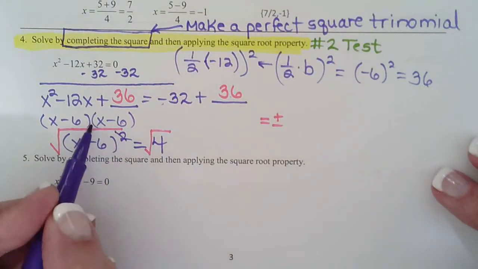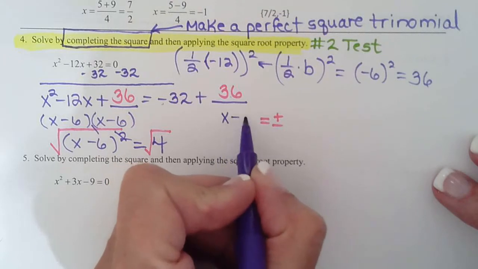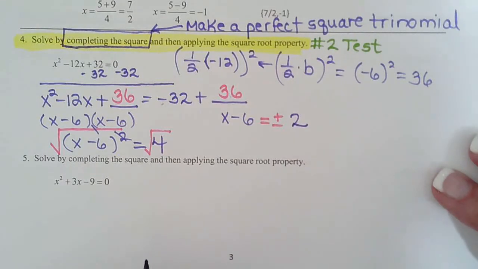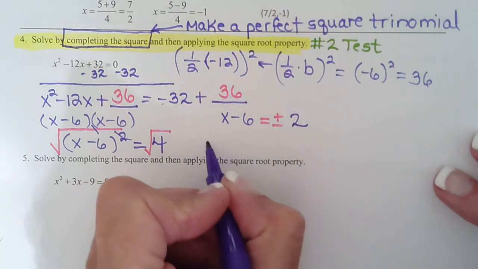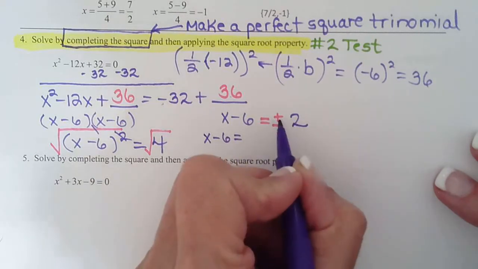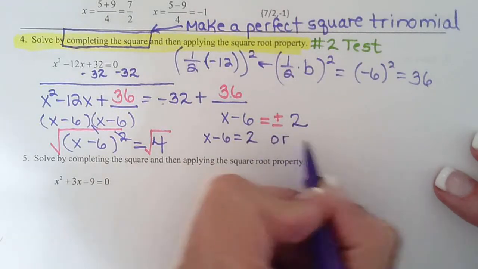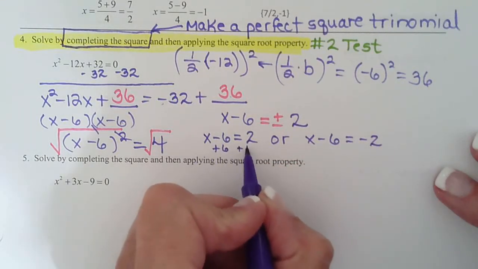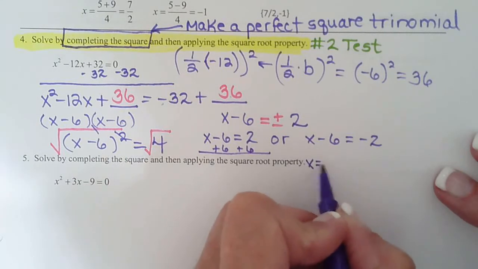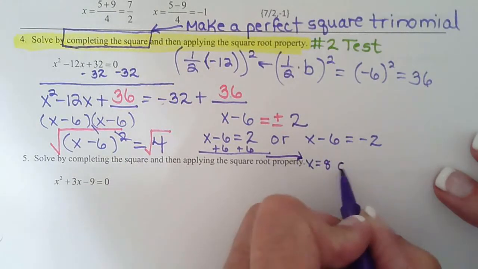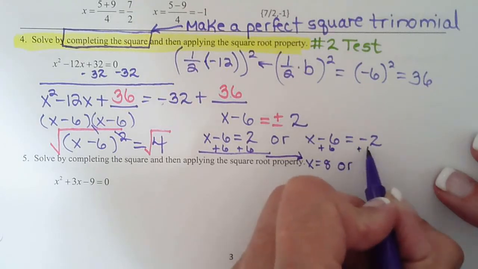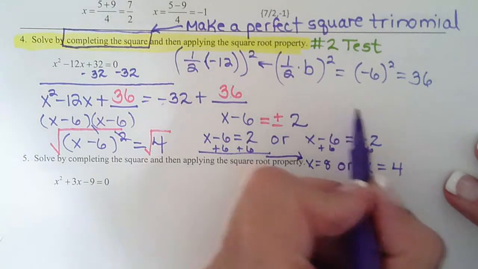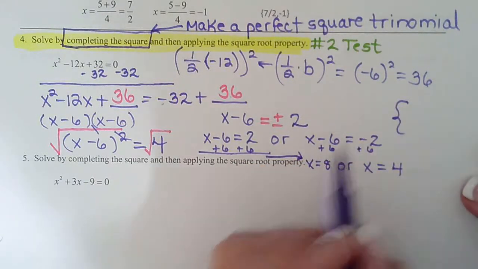So these undo each other. 2 of something comes out as a single. So x minus 6 is outside. Square root of 4 plus or minus 2. And then remember when we did this on the front page, I said write your 2 scenarios. X minus 6 equals positive 2 or x minus 6 equals negative 2. Add 6, and we get x equals 8. Or add 6, x equals 4. 6 minus 2 is 4. So my 2 solutions are 4 and 8.